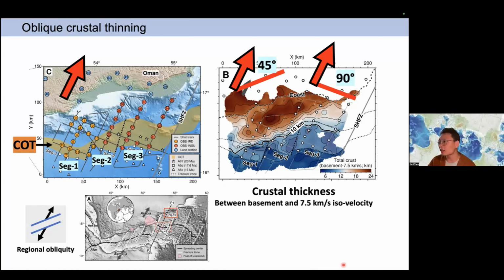Yeah, actually, in the transform, this is a transform zone, and we can see that it's a thinner crust than the margin segment. So maybe, but it's not very robust, and we don't have a cross line along the transform zone. But we have several profiles crossing in this direction, and we see the crust is thinner than the segment here.